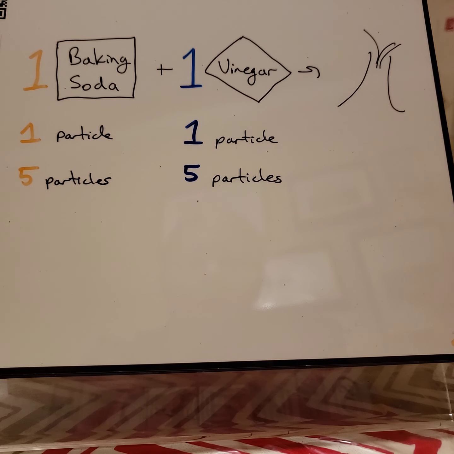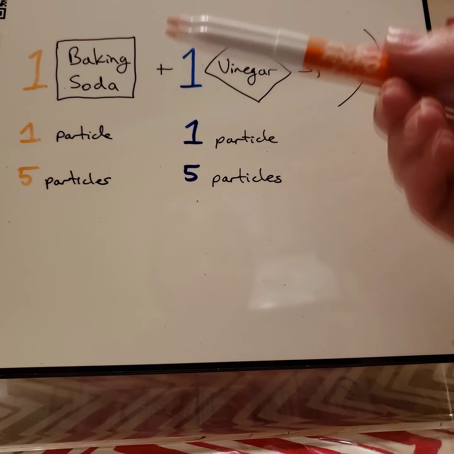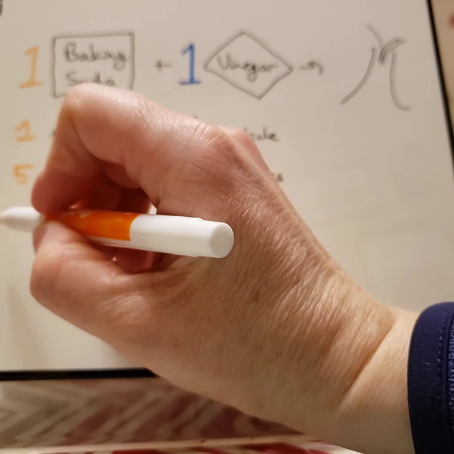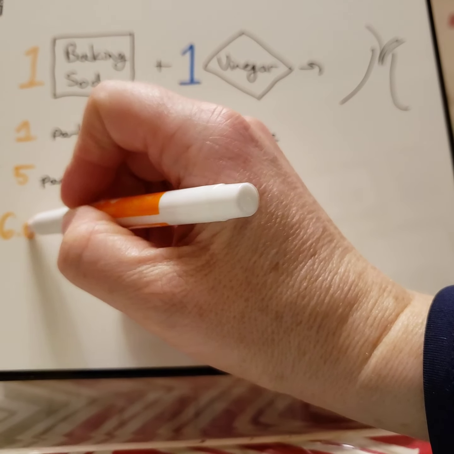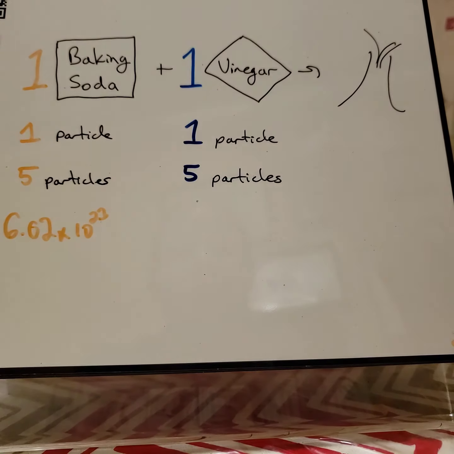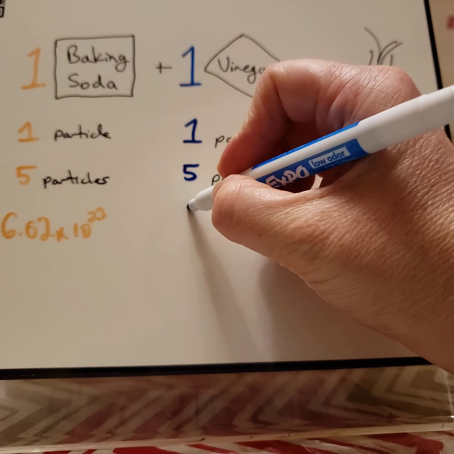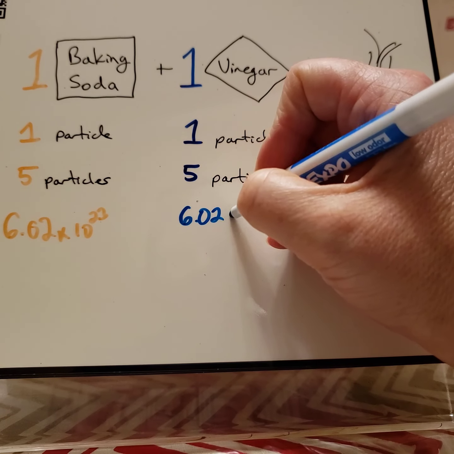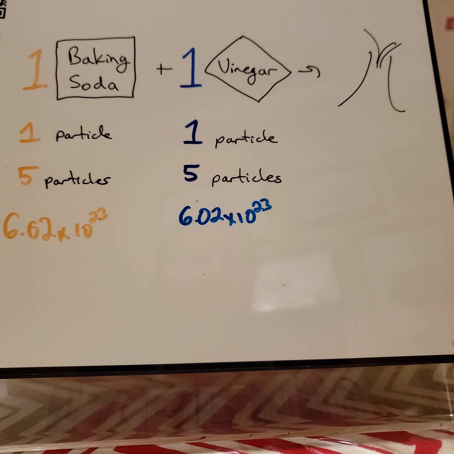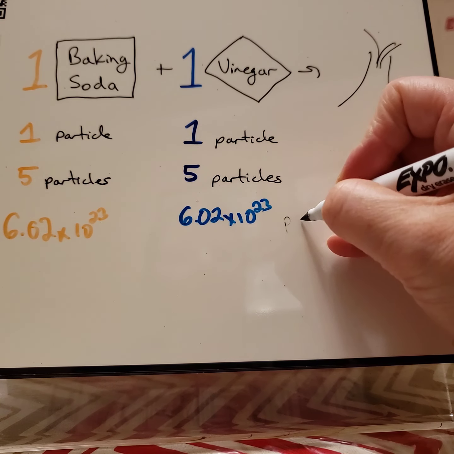Obviously, if I want an actual volcano, we need some numbers we can work with here. So the same principle applies. You can just go up and up and up in numbers until you see this one. If I had 6.02 times 10 to the 23 particles of baking soda, I would then need, of course, 6.02 times 10 to the 23 particles of vinegar.